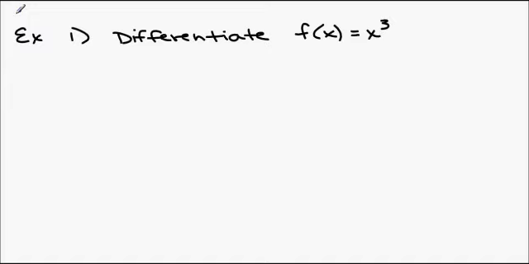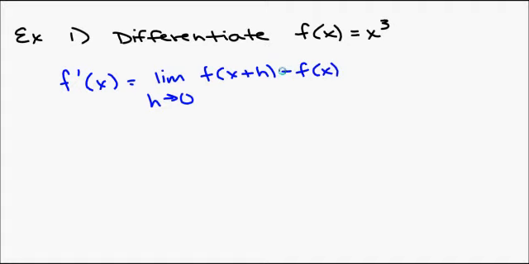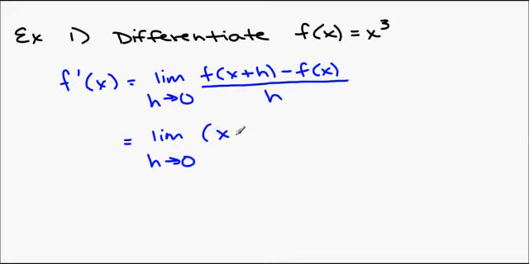Example 1, we want to differentiate or find the derivative of f of x equals x cubed. So I'm going to go ahead and write down the definition that we just got. F prime of x equals the limit as h tends to 0 of f of x plus h minus f of x all over h. And from here we can just go ahead and plug in. We know f of x is x cubed, so we'll say the limit as h tends to 0 of x plus h cubed minus x cubed over h. Okay, and now we need to expand this.